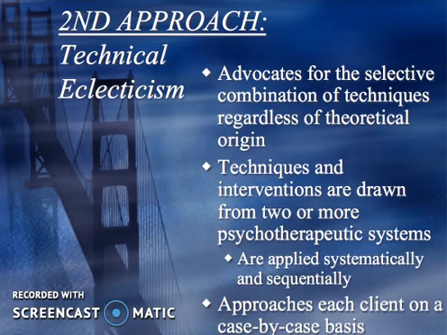The second approach, technical eclecticism. In technical eclecticism, you select a combination of techniques that are appropriate for your client, right? So those techniques or interventions have to be drawn from 2 or more psychotherapeutic systems. And those techniques and interventions are applied systematically and sequentially with intention and focus. But with every single client, you say, what does this client need? And which techniques fit with this client? And how can I articulate why I'm using those techniques? What's my professional basis for utilizing those techniques in session?